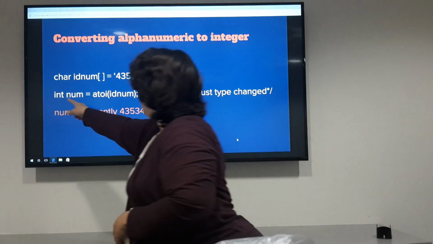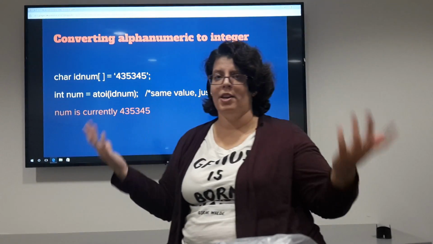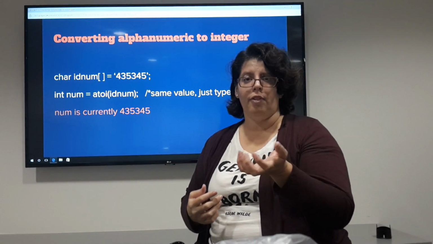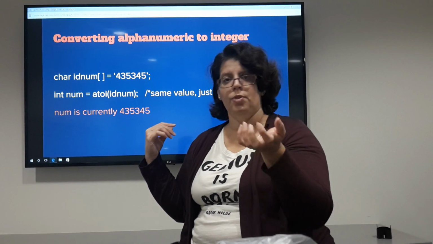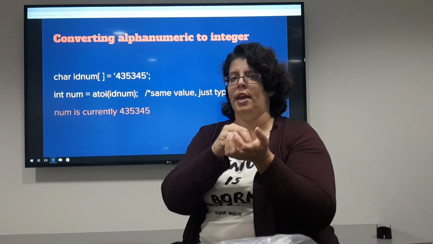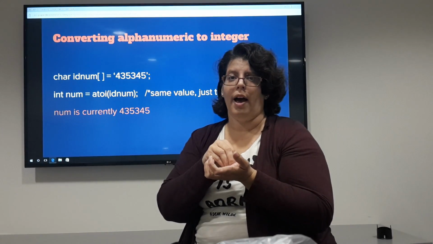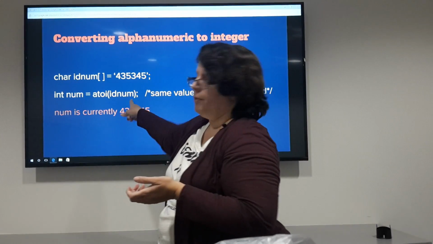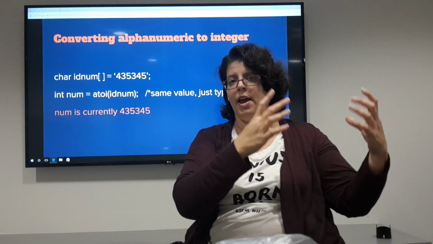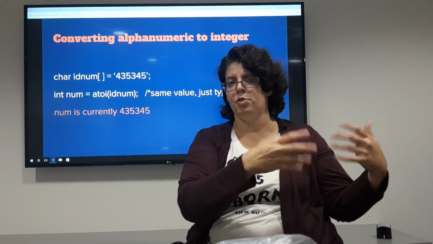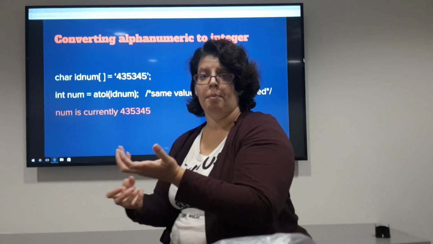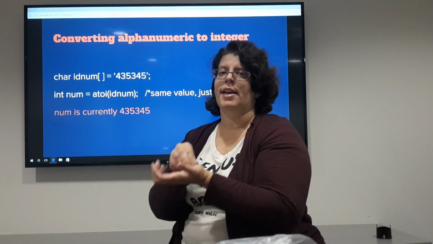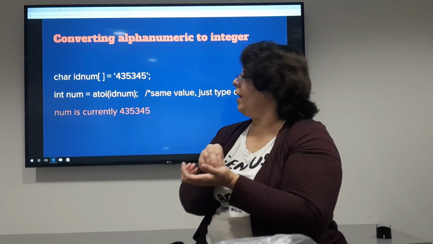So I have an integer called num. I'm inventing this brand new variable called num. It starts off empty, and at the time that I'm declaring it, I say go get this new variable called num and put in there what comes out of atoi ID num. So atoi ID num works first. It does its conversion, takes stuff out of string, puts it to number, and then gives it to num. And num now has that new value, the numerical value.